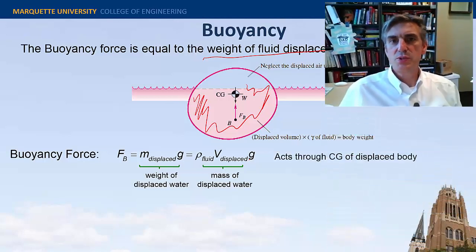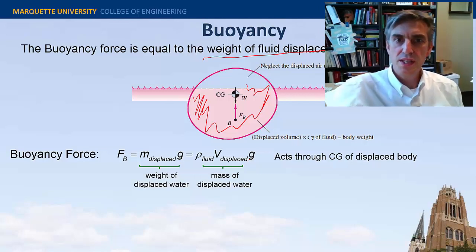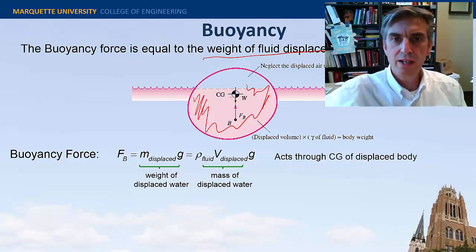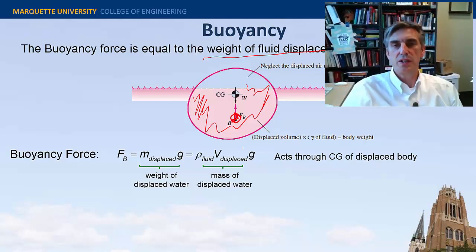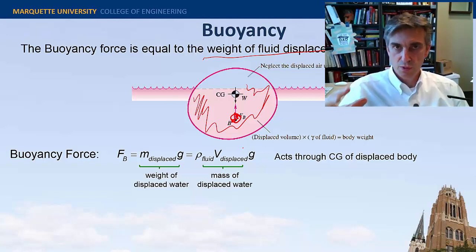Now this force acts through the CG of the displaced body or the displaced fluid, so that's just this light pink area here. So what I'm saying is this buoyancy force B, or the location I should say, is the centroid of that displaced fluid.